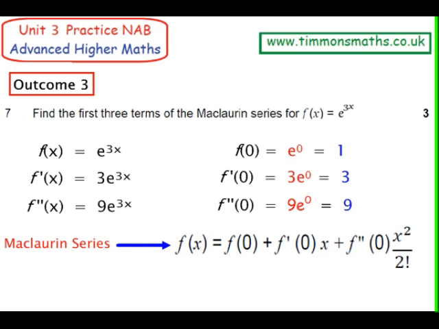The first term in this is f of 0, which is just 1. Second term, f dash 0 is 3 times x, 3x, and then f double dashed of 0 is 9, 9 times x squared over 2 factorial. 2 factorial is just 2, so it's 9 over 2 times x squared. And this is our first 3 terms of the Maclaurin series for e to the 3x.